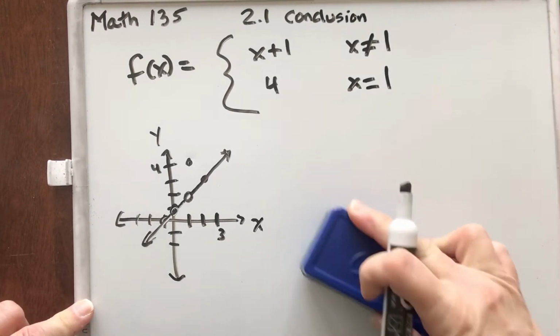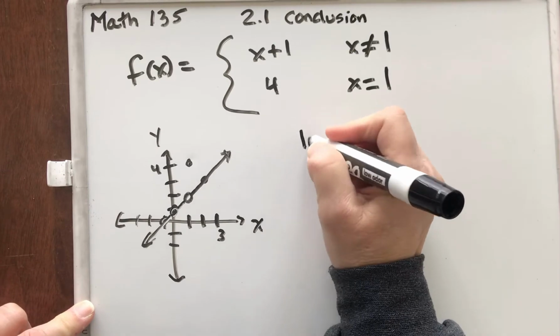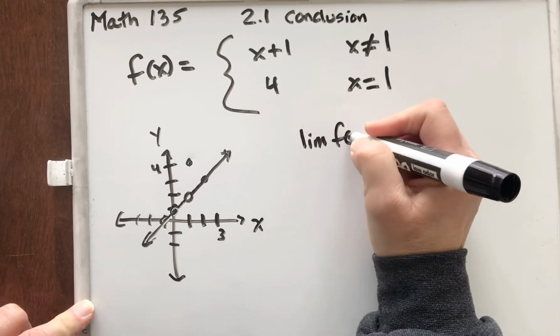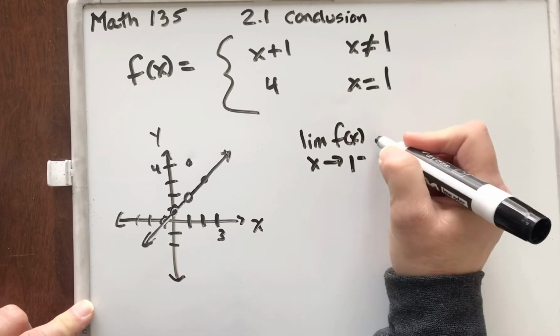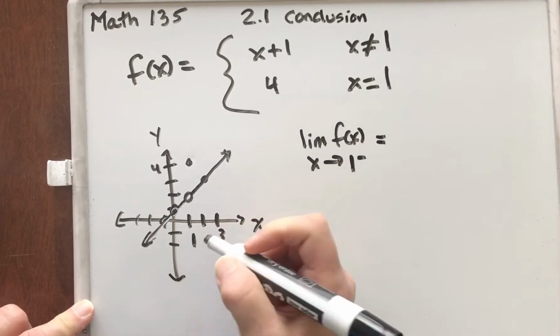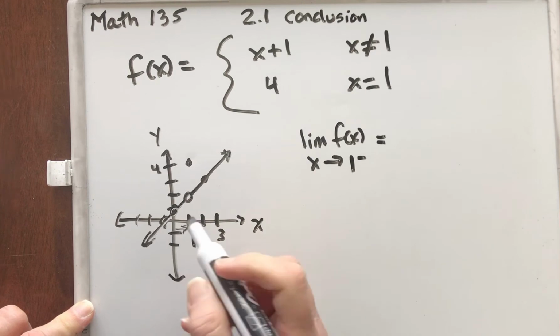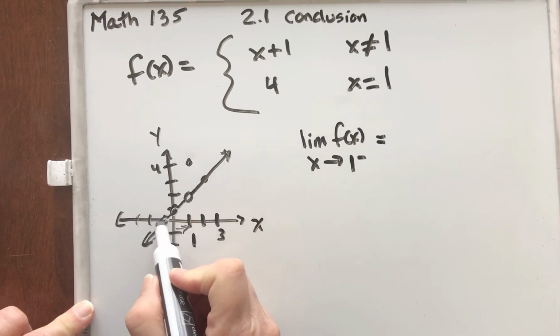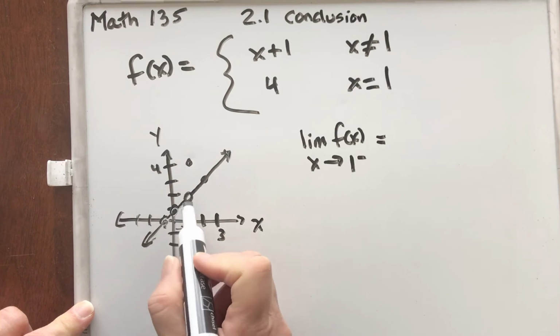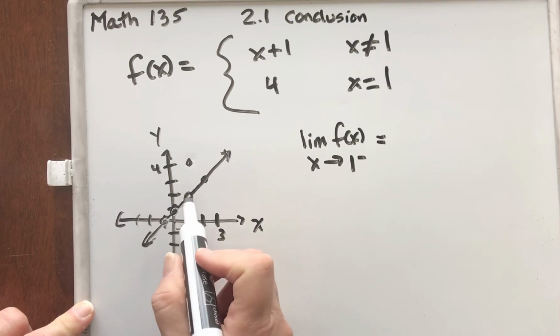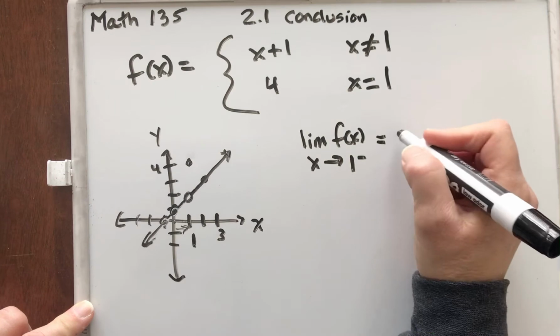I'm going to erase this. The limit of f of x as x approaches 1 from the left. So here's 1. Approaching 1 from the left, like at here, we go there, and here, and here. And where are we going to? That's right. We're approaching this number right here, which is 2.